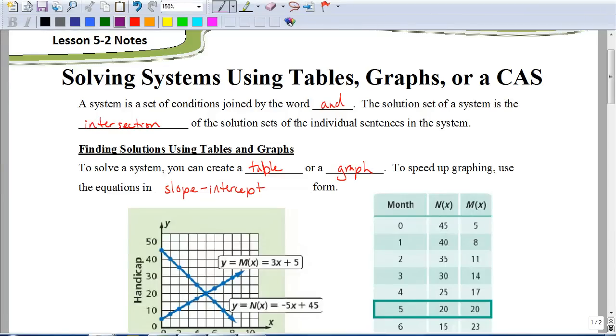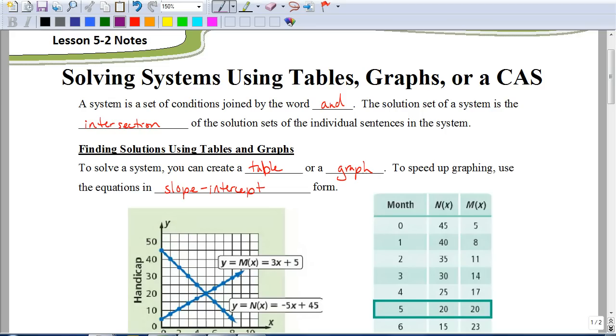Okay, so in this lesson and in the next two lessons, we're going to be talking about how to solve systems of equations. And that's what the focus of this chapter is all on, is systems in general, where a system is defined in this first paragraph here. A system is a set of conditions joined by the word and. So the solution is going to be the intersection of the solution sets, meaning we're looking for what solutions the equations or inequalities have in common.